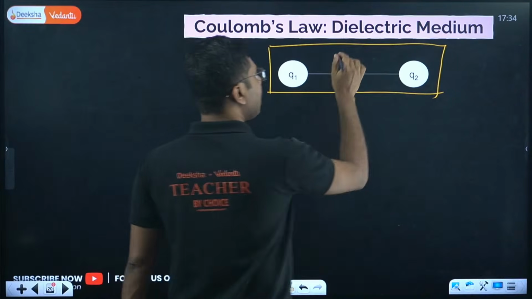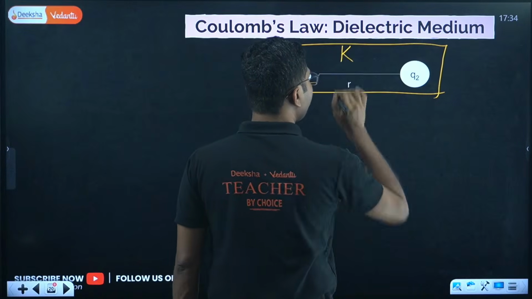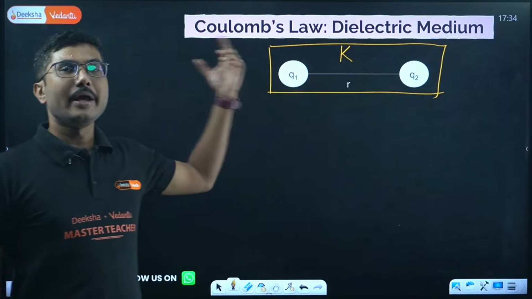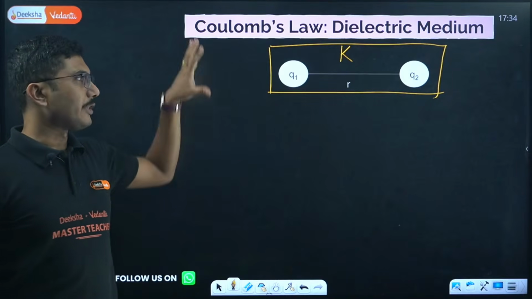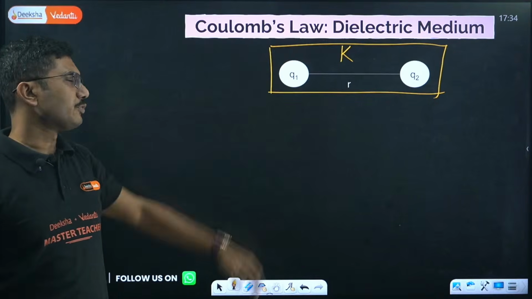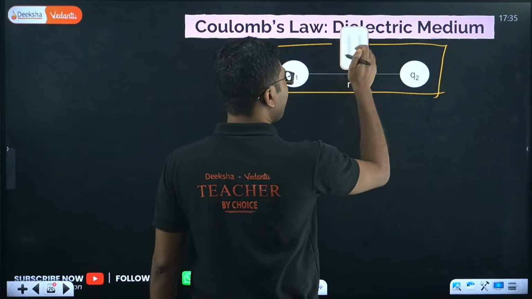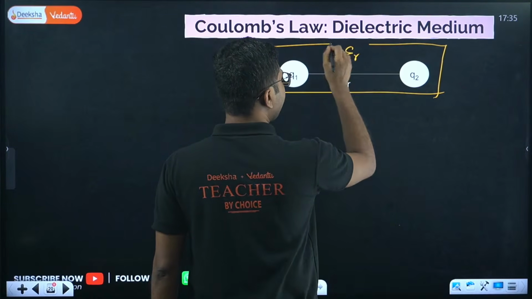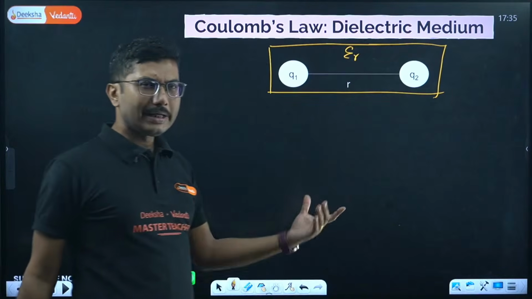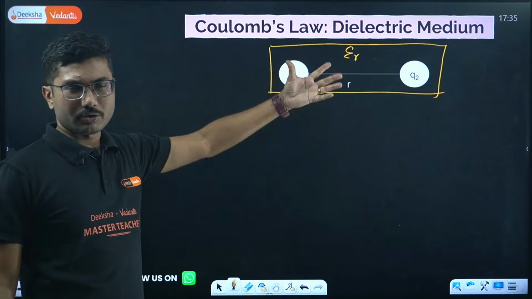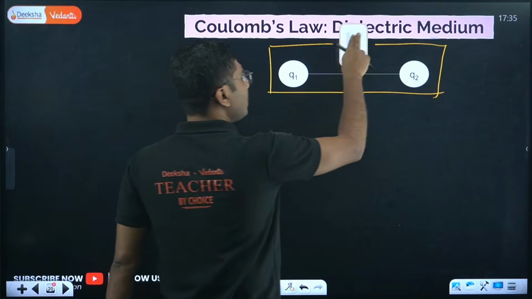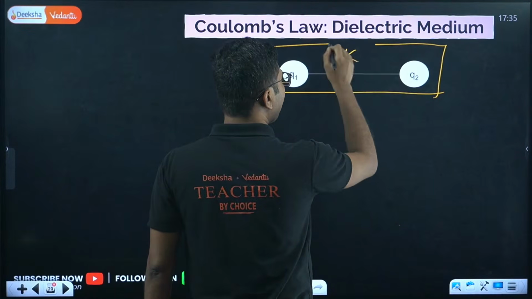So, a dielectric medium of constant K. Now don't confuse this: this is capital K, and the Coulomb constant is small k. That's why some students sometimes get confused. Instead of K, you can write epsilon r as well, the relative permittivity, which is sometimes also called the dielectric constant, say capital K.